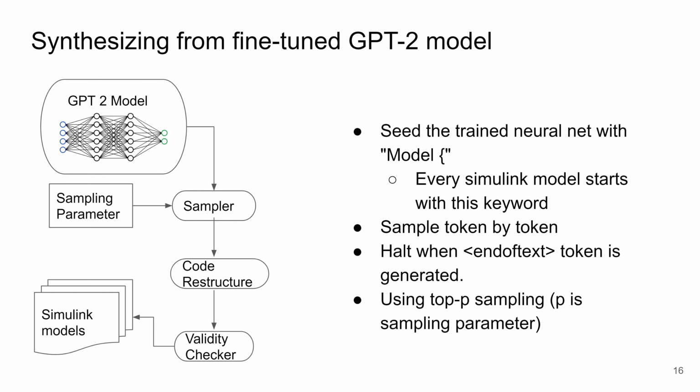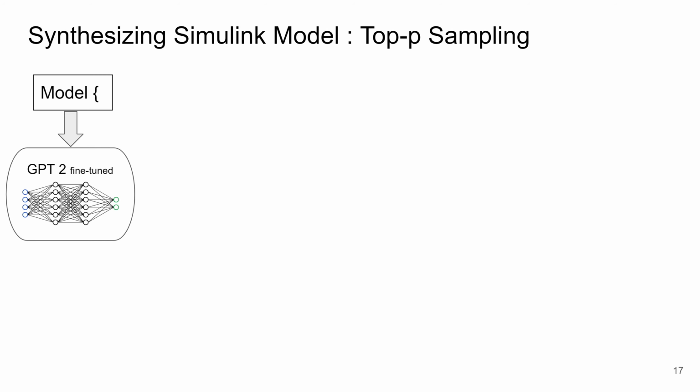So once GPT-2 has been fine-tuned on Simulink models, we generate new models by seeding it with the model keyword and sampling token by token. We use the best performing sampling strategy from DeepFuzzSL on SLGPT, that is the top-P sampling. So how this works is we first seed the fine-tuned GPT-2 with the model keyword.